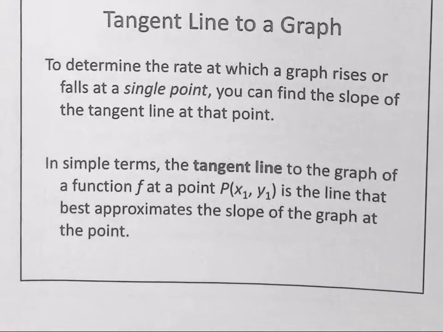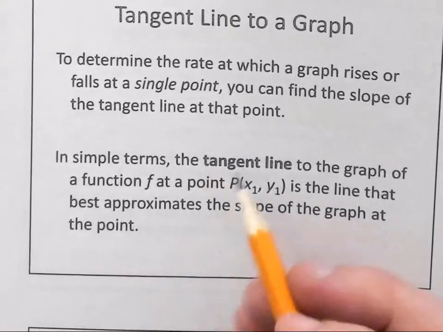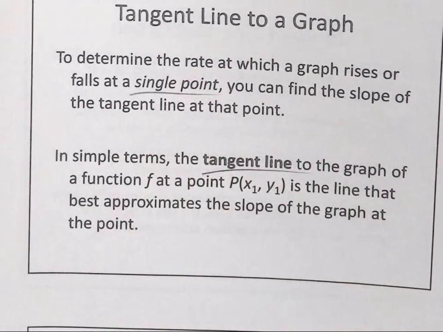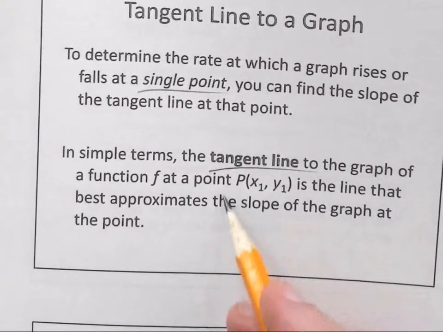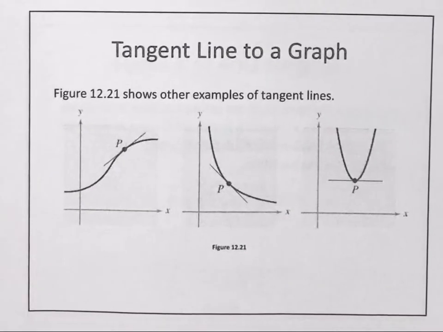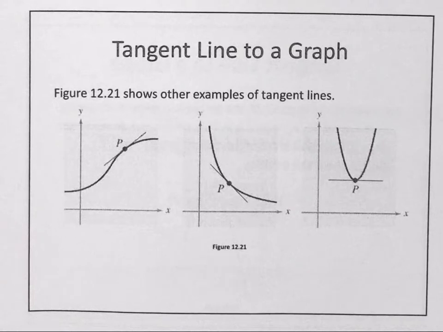Okay, so to determine the rate of change, we're going to look at that tangent line at a single point. That's basically what I just talked about. So whatever that function is, and the point x1, y1. Here, what do you know about the slopes of the tangent lines? How do they differ? First one will be positive, second one's negative, and third one's 0. Okay, so you have positive slopes, negative slopes, 0 slopes.